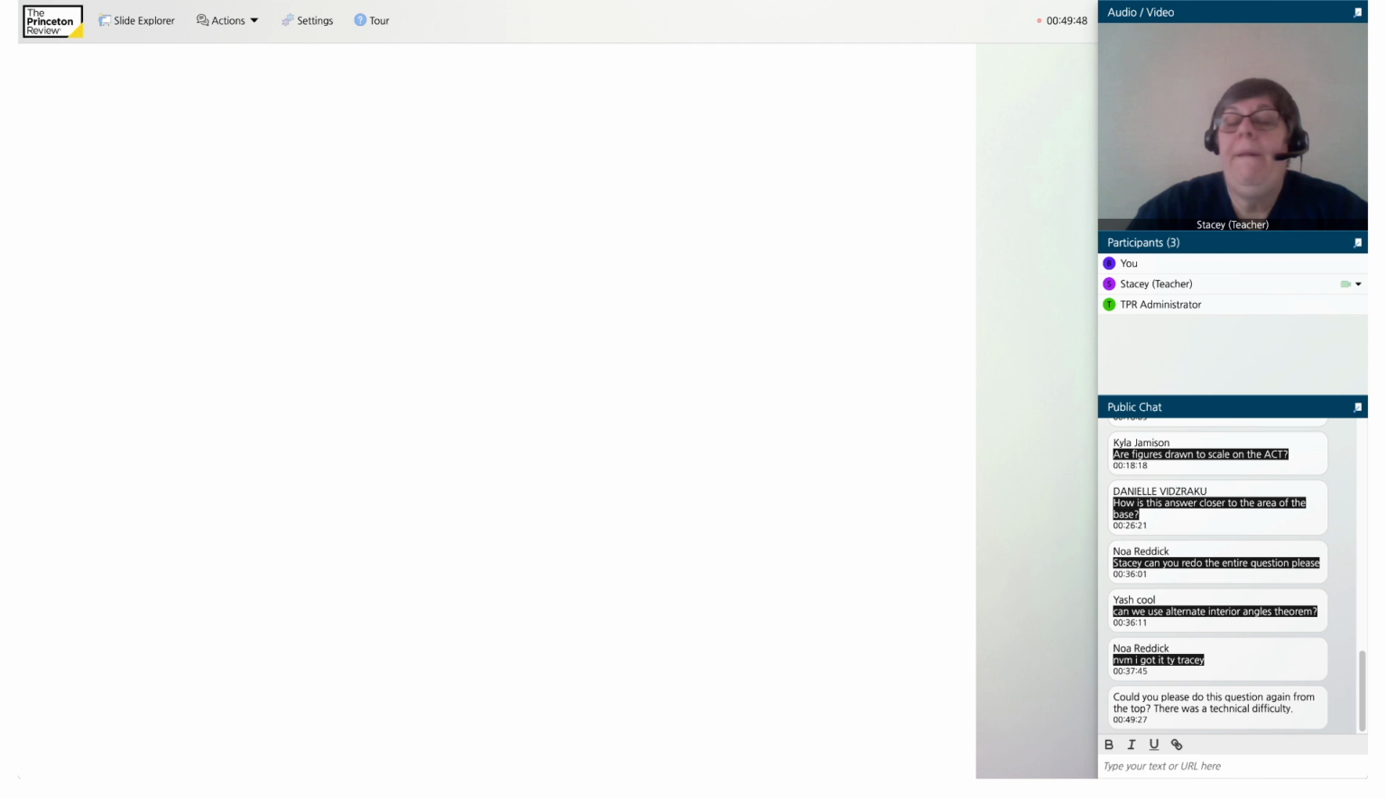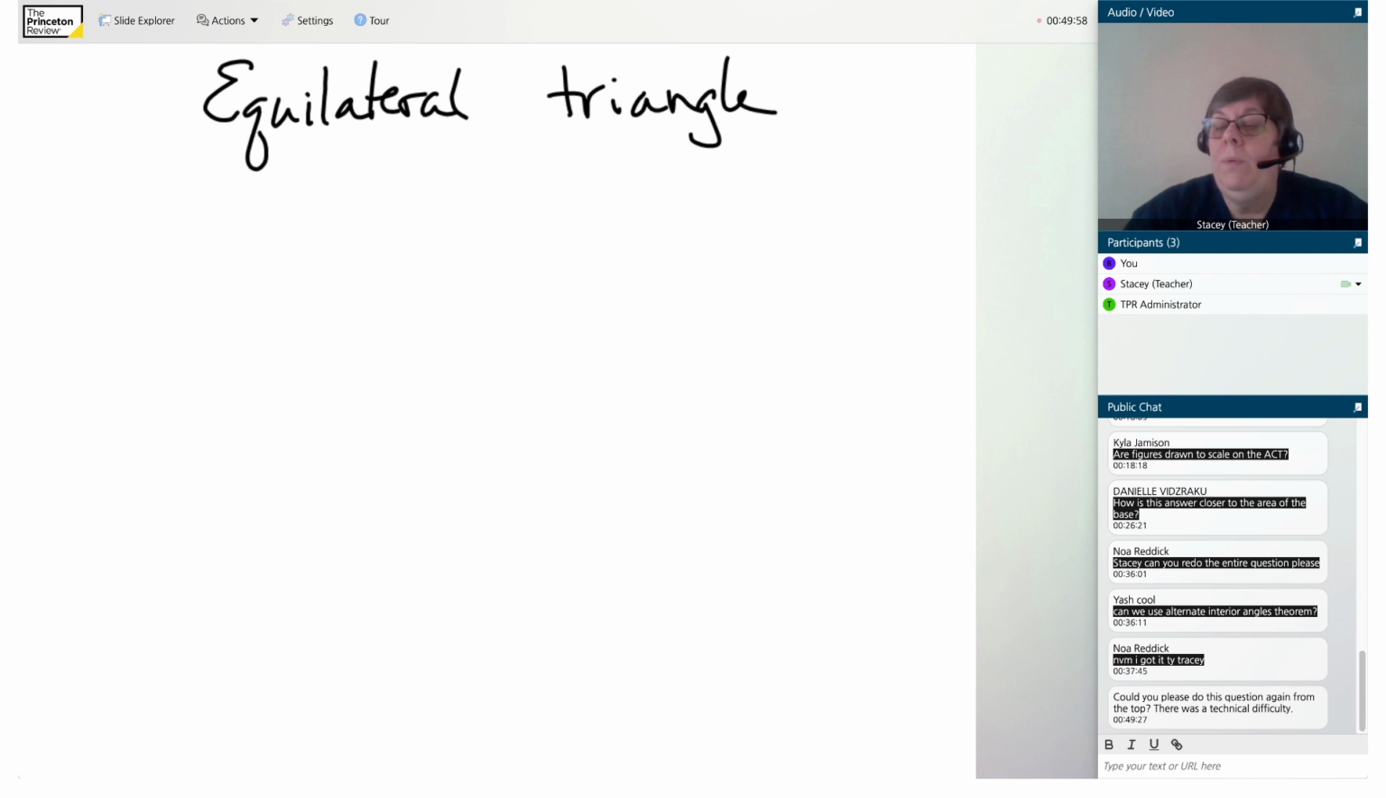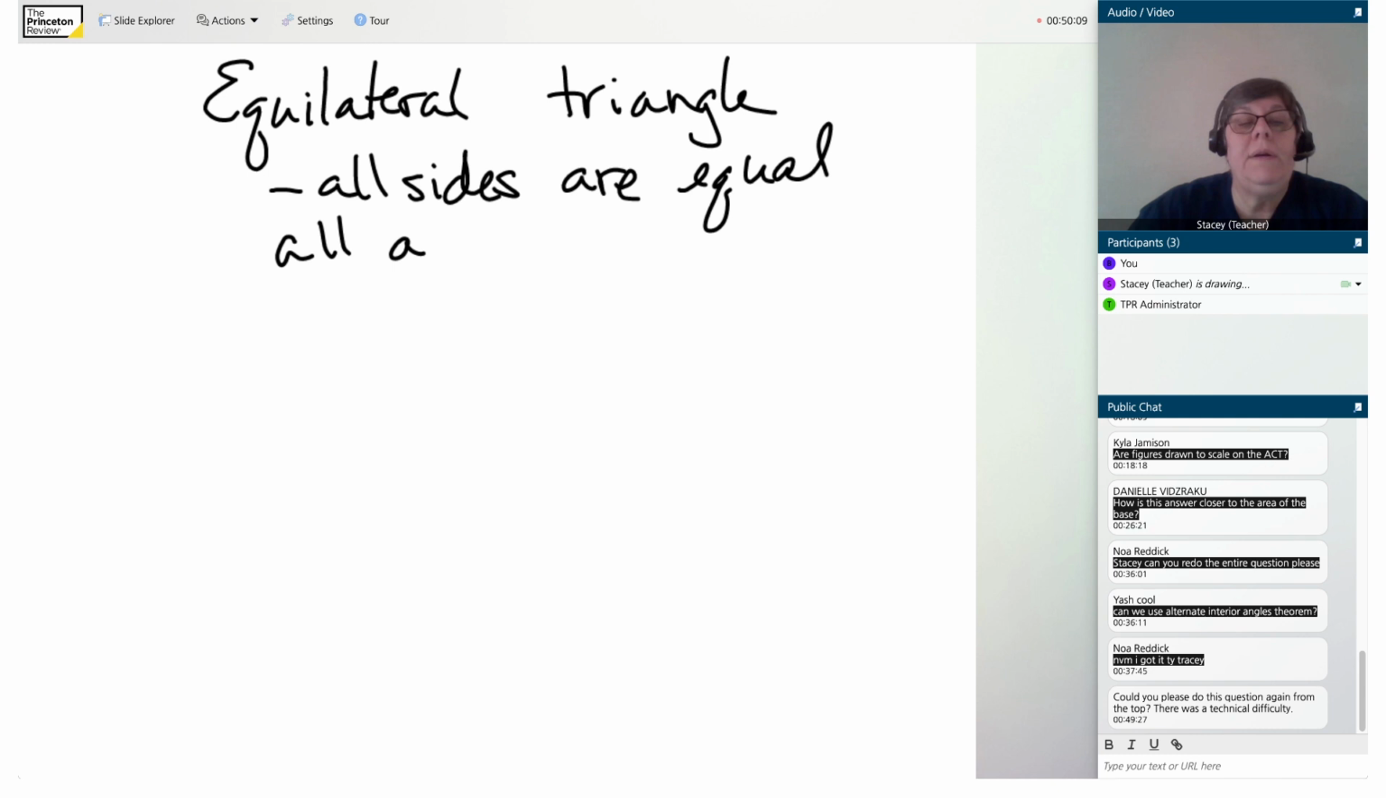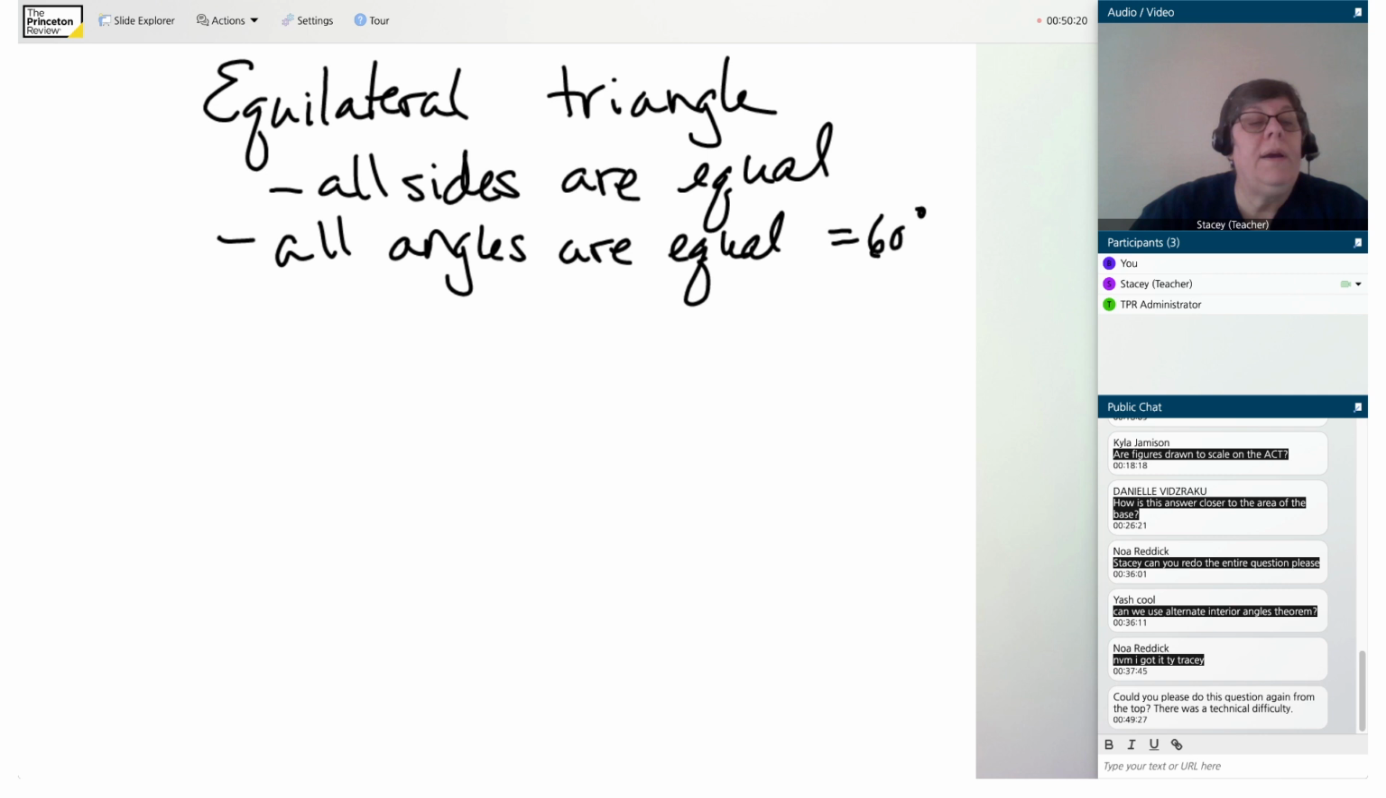All right, so we have an equilateral triangle. What we know about equilateral triangles is all sides are equal, and all angles are equal. And they're equal to 60 degrees. So let's start by drawing an equilateral triangle. 1, 2, 3. Equilateral triangle. We're going to call them all of length S.